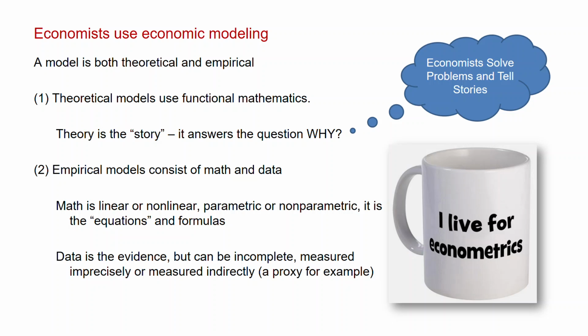Then data is the evidence, but the data can be incomplete and it can be measured imprecisely, or it can be measured indirectly. Proxies, for example, are variables. I mentioned ability a few minutes ago. Nobody who studies wages and education linkages has access to ability measures. They have access to IQ scores or things like that, some test that's been given to kind of get at ability. It's not really ability, it's how well people did on that test. And is the test a good proxy for this thing we can't normally measure, like ability?